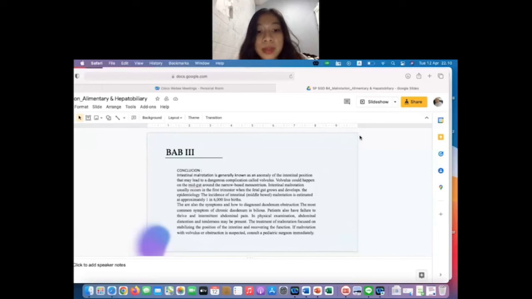There are also the symptoms and how to diagnose duodenal obstructions. The most common symptom of chronic duodenal obstruction is bilious vomiting. The patient also has failure to thrive and intermittent abdominal pain. For the physical examination, abdominal distension and tenderness may be present. And the treatment of malrotation itself focuses on stabilizing the position of the intestine and recovering the function. If malrotation with volvulus or obstruction is suspected, consult a pediatric surgeon immediately.